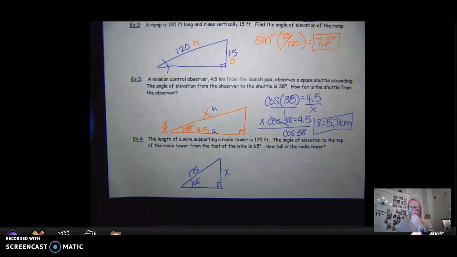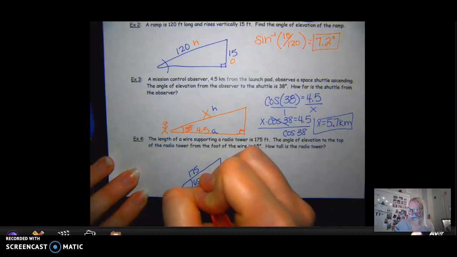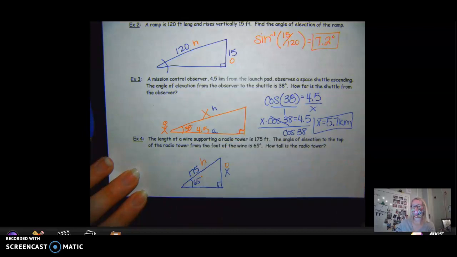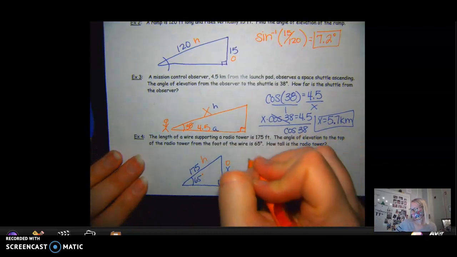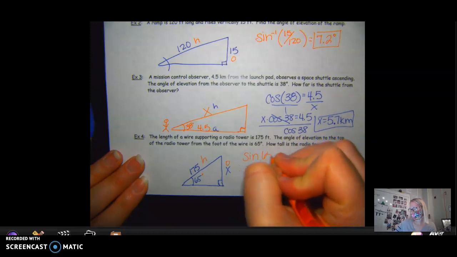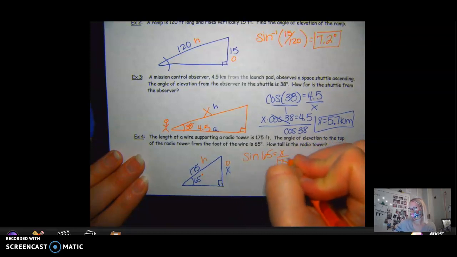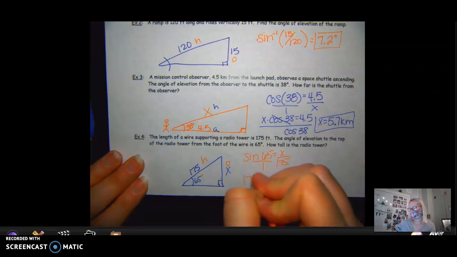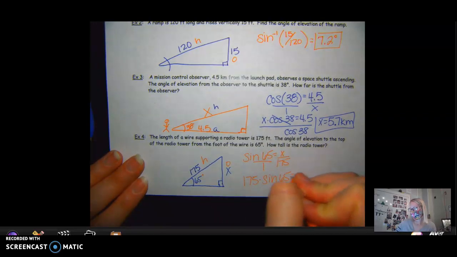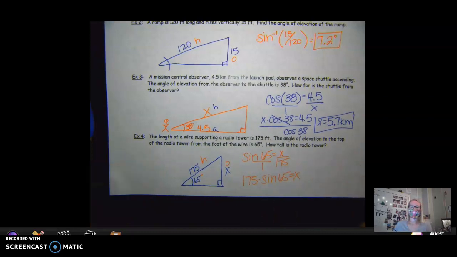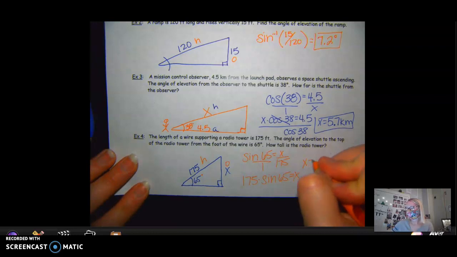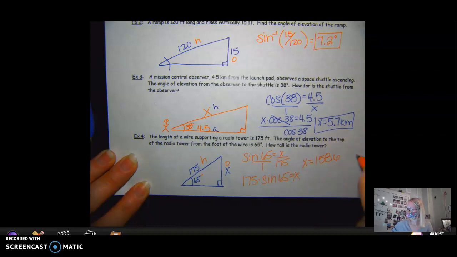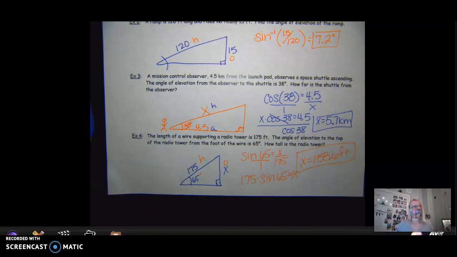Is this inverse or regular trig? Regular. This is opposite. This is hypotenuse. So which one uses O and H? So sine of how many degrees? Equals x over 175, right? Put that over 1. Cross multiply and get 175 times the sine of 65 equals x. What do we get when we do that? What does x equal? Point 6. Okay. And that is feet. Questions on those? We okay on angle of elevation? Okay.